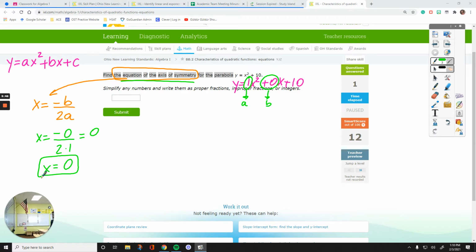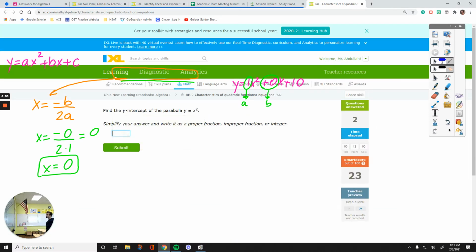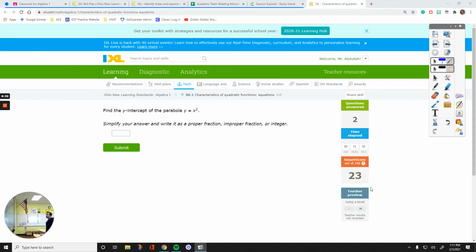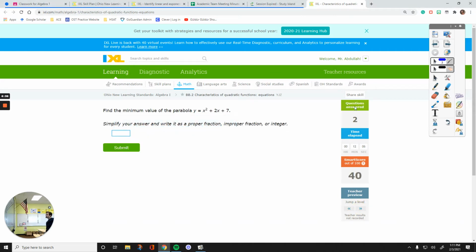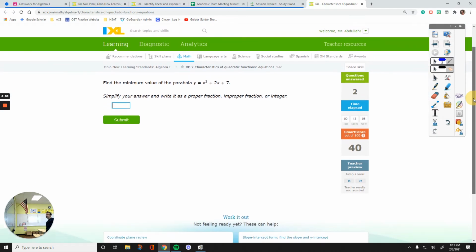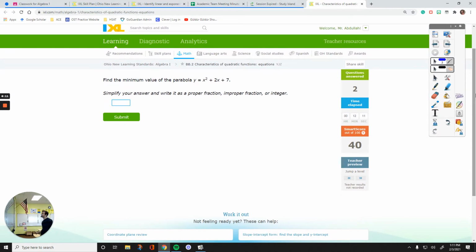So let's type our answer in here. x equals 0. Again, don't put 0 only when it says find the equation of the axis of symmetry. Okay, this is another y-intercept question. Let's skip it. You just plug in 0 for x when you are asked to find the y-intercept.